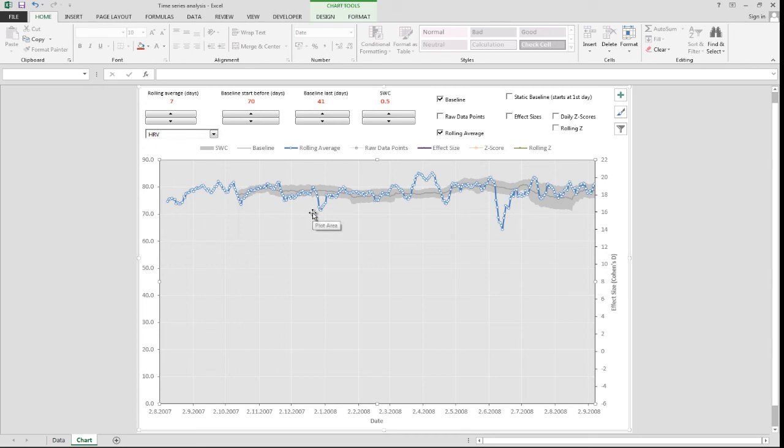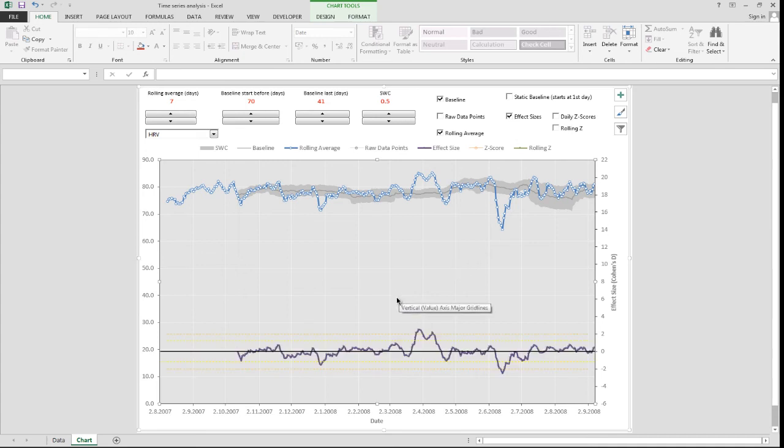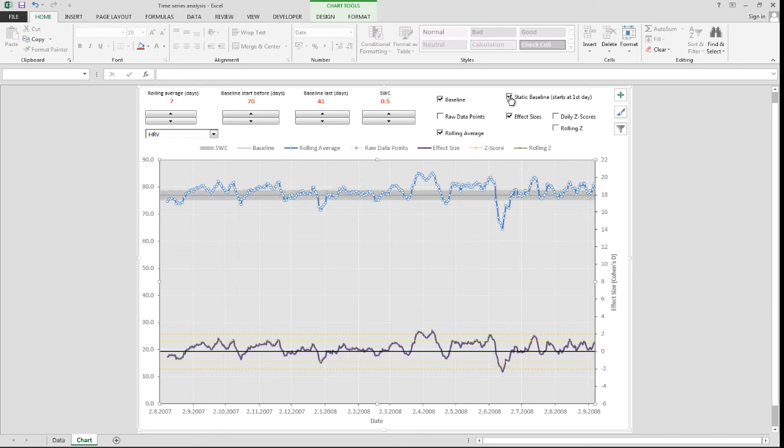Again, that's an effect size, and we can visualize it by clicking on this box. As you can see, it gives us certain indicators of when the rolling average is beyond baseline. If you click on static, the picture is going to change a little bit. Again, this is more art than a science, and choosing the right durations and starting points might involve more art than anything written on paper.